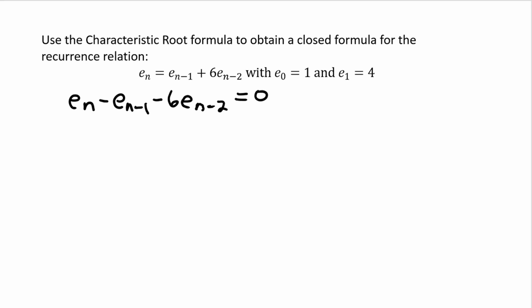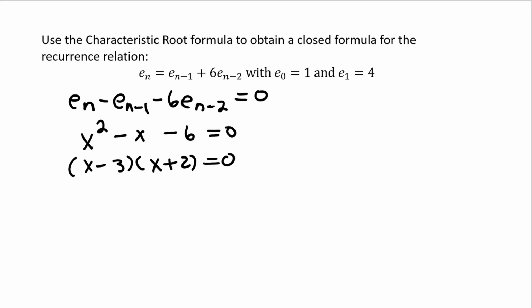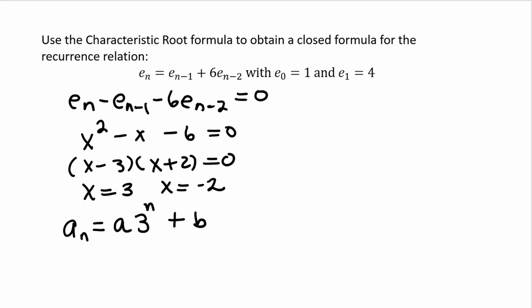The characteristic root formula lets us write this as a quadratic: x squared minus x minus 6 equals 0. And this factors nicely into x minus 3 times x plus 2 equals 0. So the x values are x equals 3 and x equals negative 2. Now let's put it in the a sub n form. So we'll get a sub n is equal to a times 3 to the n, where the x is where we put in the 3, plus, then we're still needing the b, b times negative 2 to the n.